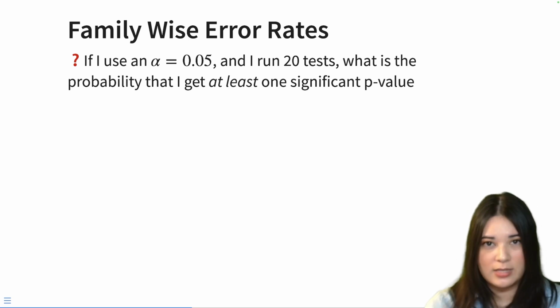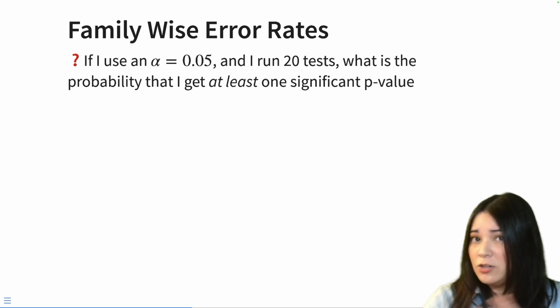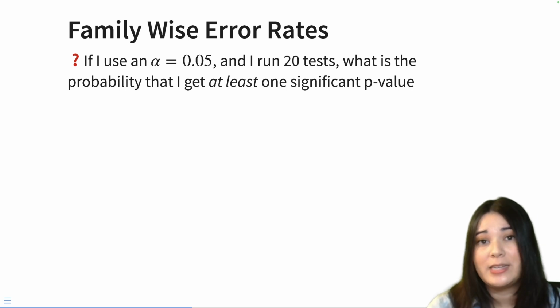I want you to pause and see if you can figure out how to do this calculation on your own. But if I ran those 20 tests and the null hypothesis is true, jelly beans are not associated with acne at all, I want you to calculate the probability that I get at least one significant p-value from the 20 tests that I ran.